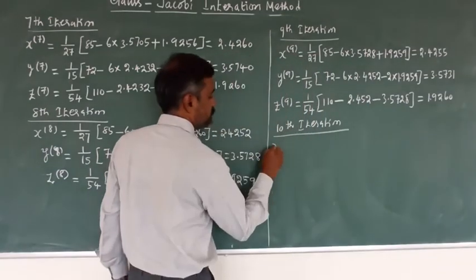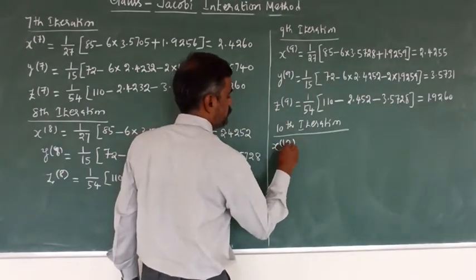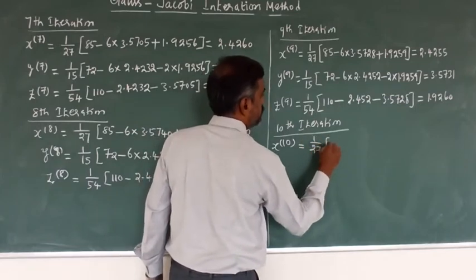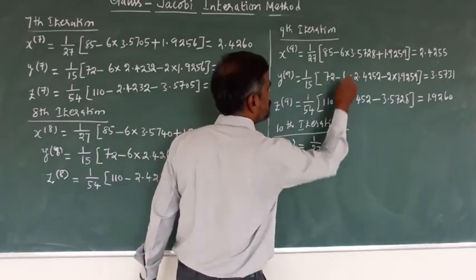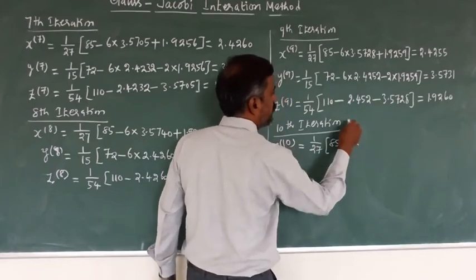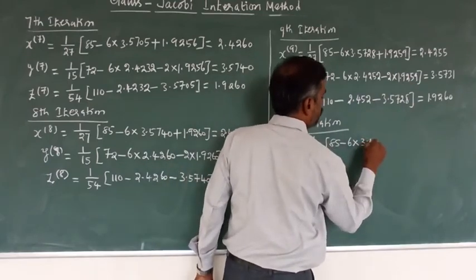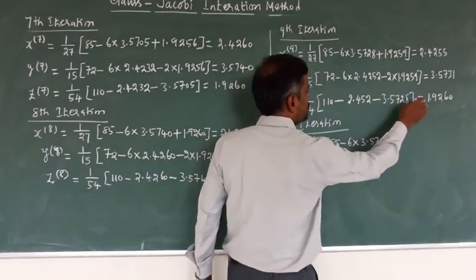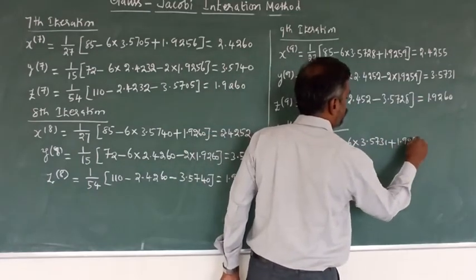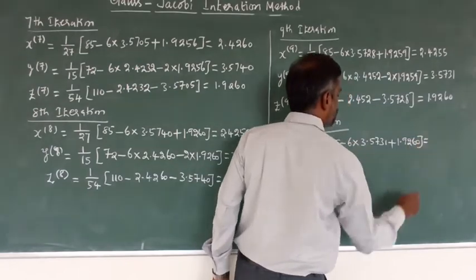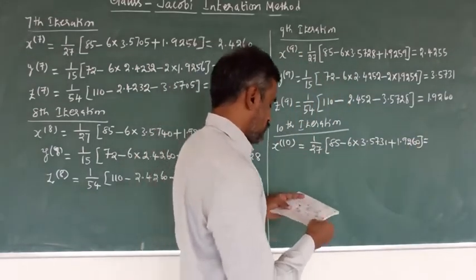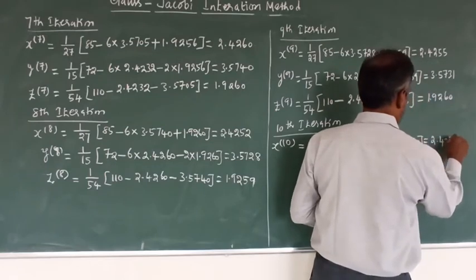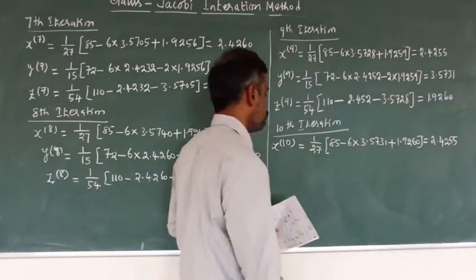x of the 10th iteration equals 1 divided by 27 within bracket 85 minus 6 into y value 3.5731 plus z value 1.9260. Now to simplify and we can get the result 2.4255.